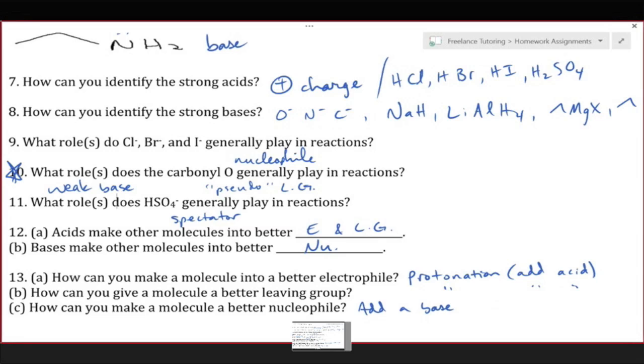How can you make a molecule into a better electrophile? By adding an acid to it. So what I was going for was adding an acid. Good. How can you give a molecule a better leaving group? Add an acid. So that was right. How can you make a molecule a better nucleophile? Add a base. We're going to talk about that some more today, but those are the correct answers. That's what I was going for.